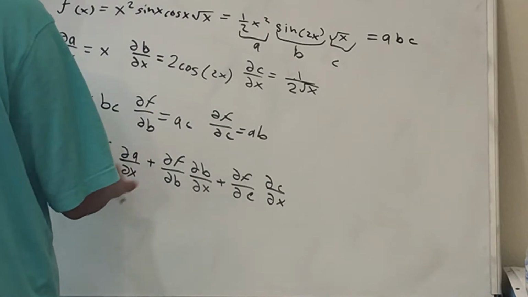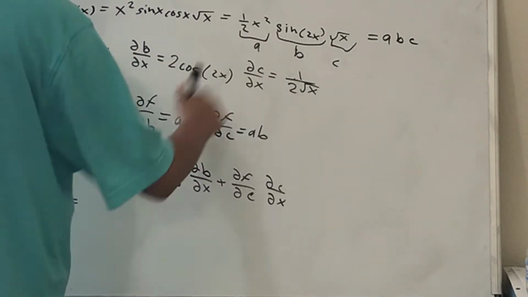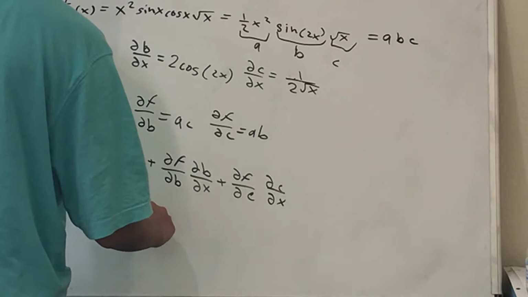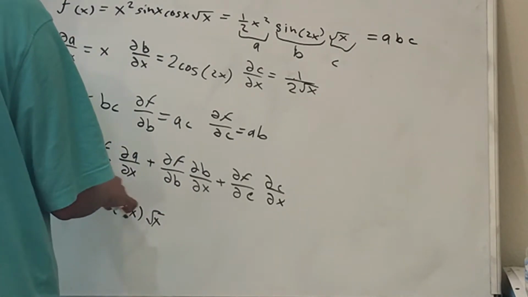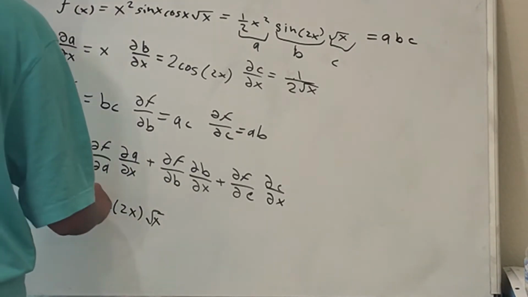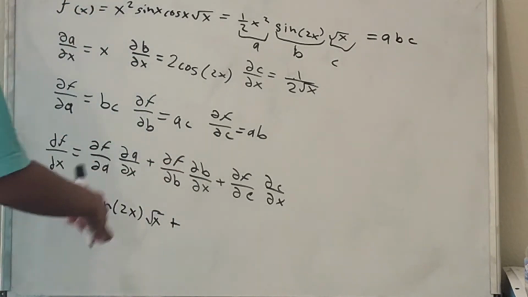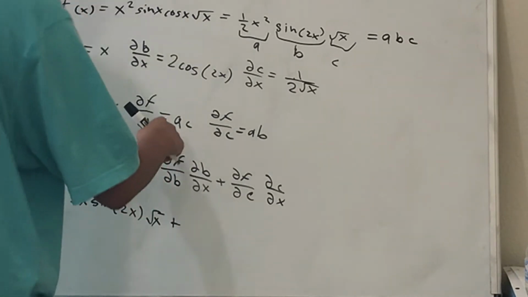Okay, so now let's see what we get. First things first, df/dA, that's right here, it's BC. And if you remember, B is sine 2x. C is root x. So there we go, BC, times dA/dx, which is x. Next up, you add df/dB, right here, which is AC.